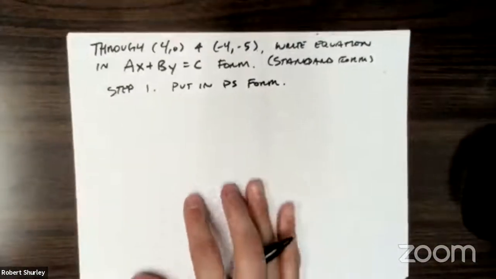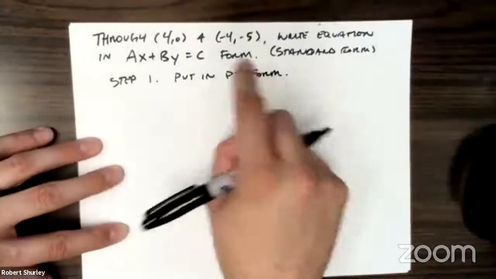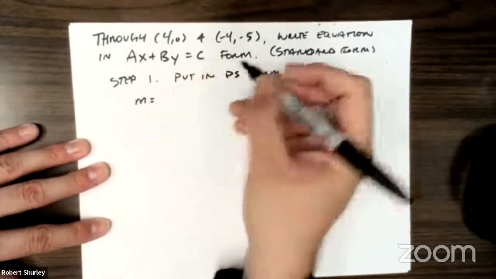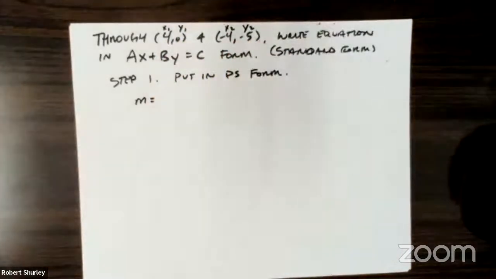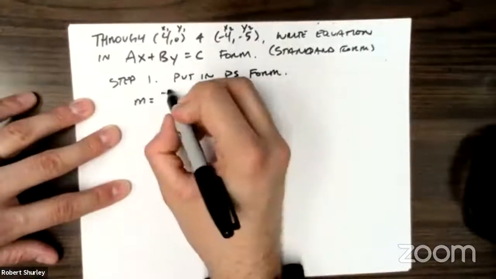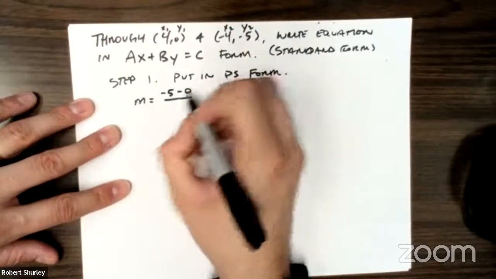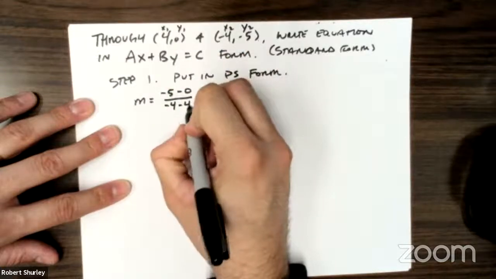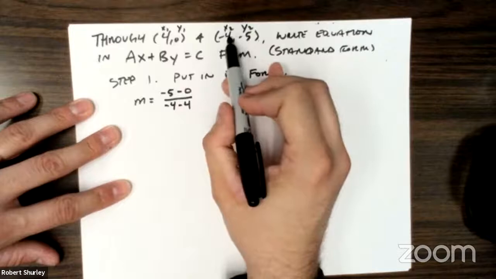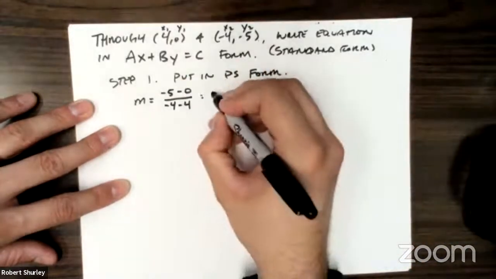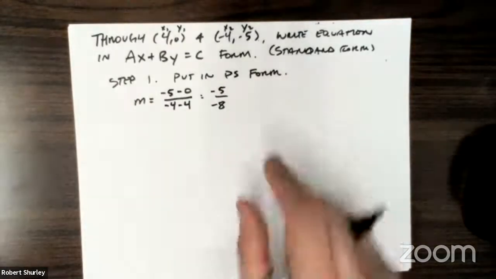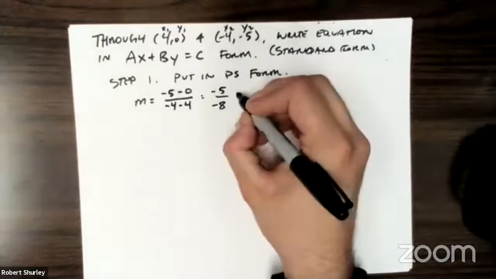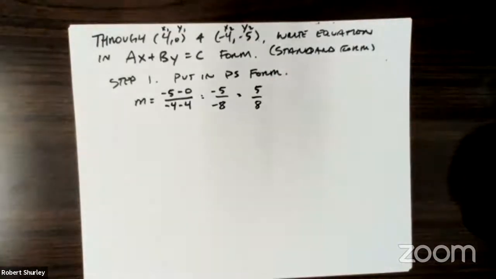Now, this is the example we did right before. So remember, if we want to do point slope form, first we need to have the slope. So here's x1, y1, x2, y2. So we get -5 minus 0 over -4 minus 4. So we wind up with -5 on top and -8 on bottom. Well, just like when you multiply 2 negatives, when you divide 2 negatives, you wind up with a positive. So you wind up with 5/8.